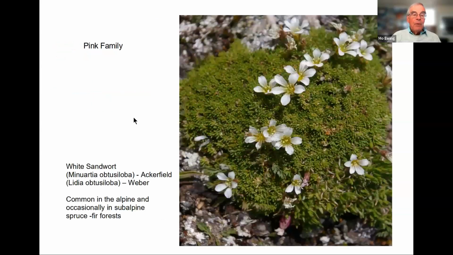This is a better example of the pink family. White sandwort, which is also found up there, Minuartia obtusiloba. Weber calls this Lidia obtusifolia. Ackerfield in her first book called it Minuartia obtusiloba, and in her second book called it Sagina obtusiloba. So it's one of these plants that nobody can really agree on. But this gives you an idea.